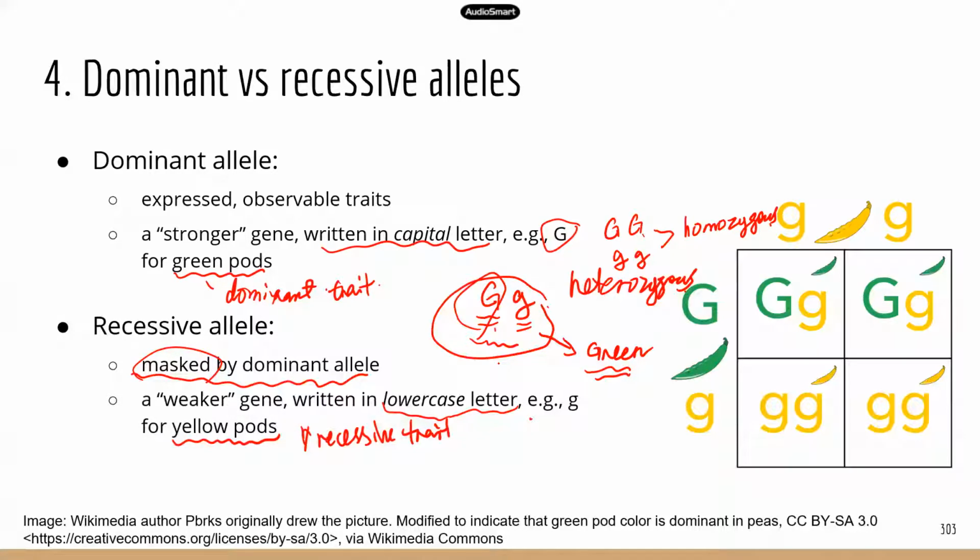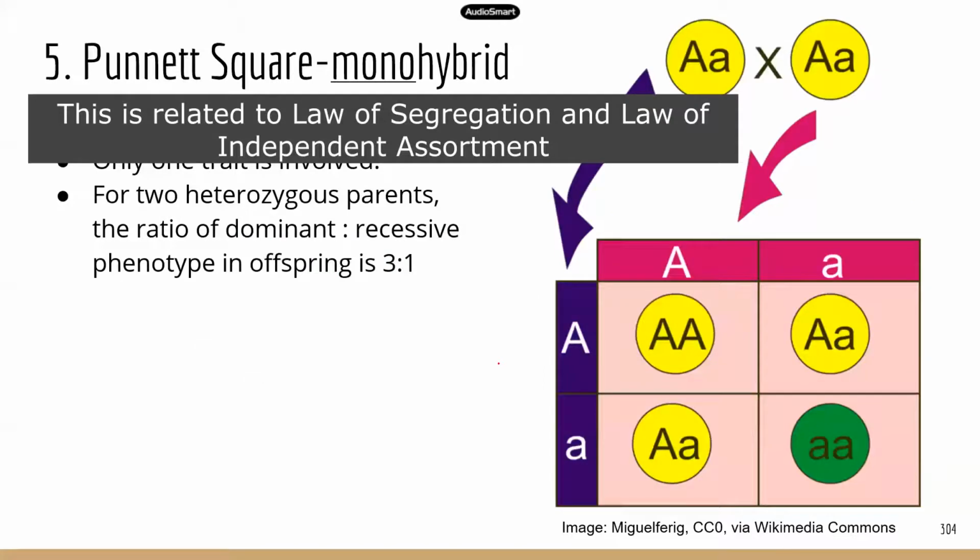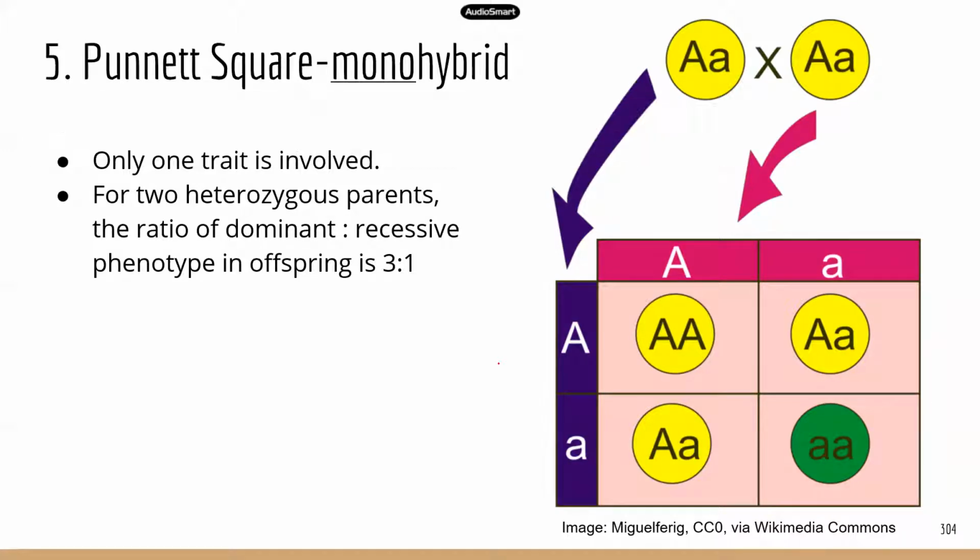Okay, now let's look at how to do a Punnett square. So a Punnett square is actually not too difficult. Once you know how to do it, then it becomes really easy, and you can do one probably in as fast as just a few seconds. So this Punnett square we're going to look at applies to monohybrid. Do you know what hybrid means? But mono refers to one, right?